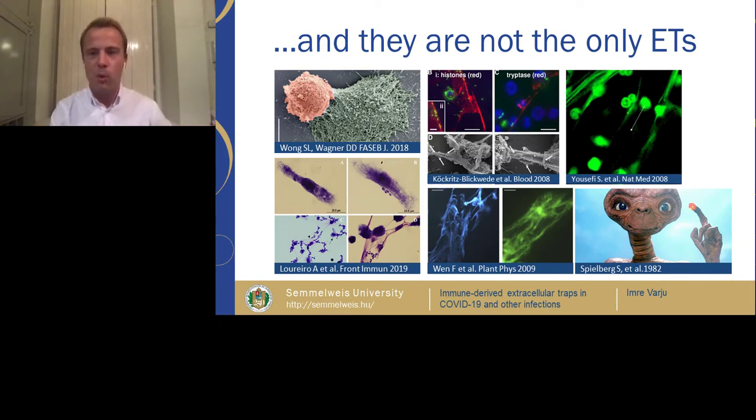But what's even more interesting is that it's not only human cells and it's not only animal cells that can extrude their DNA. Down here at the bottom, you will see an image from a paper from Plant Physiology from 2009, and the authors actually showed that at the very tip of the plant roots, there is some extracellular trap formation that is meant to defend the plant root from infection.